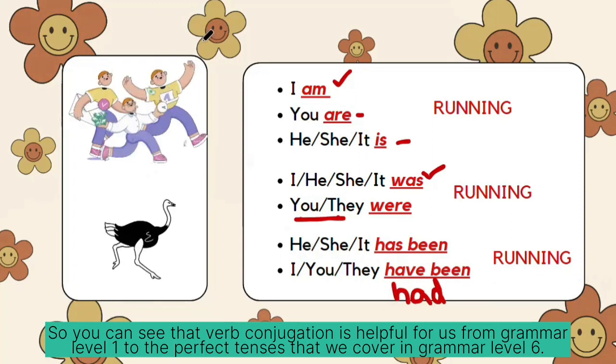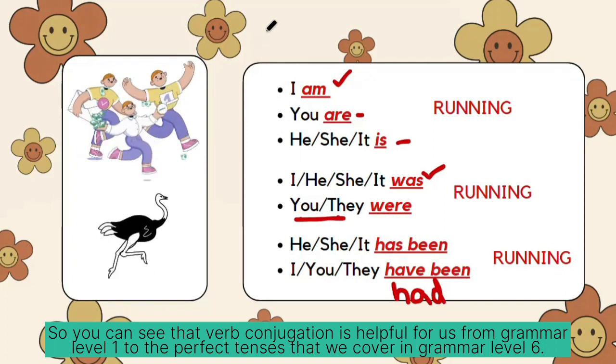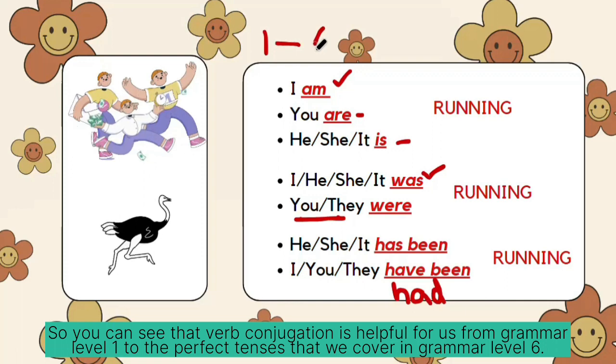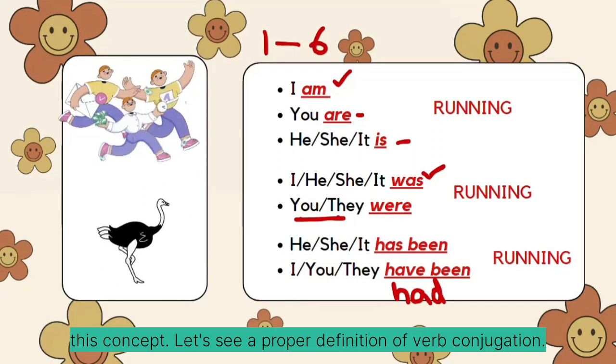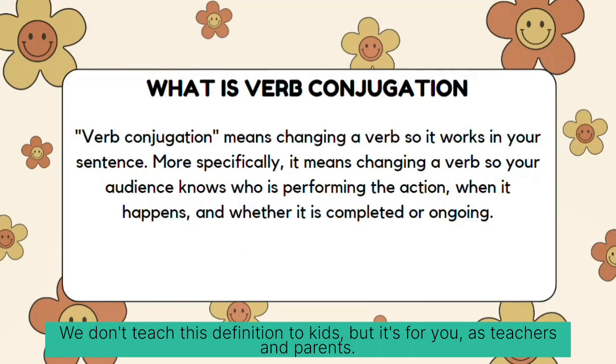So you can see that verb conjugation is helpful for us from grammar level 1 to the perfect tenses that we cover in grammar level 6. Now this was a little explanation about this concept. Now let's see a proper definition of verb conjugation. We don't teach this definition to kids, but it's for you as teachers and parents.